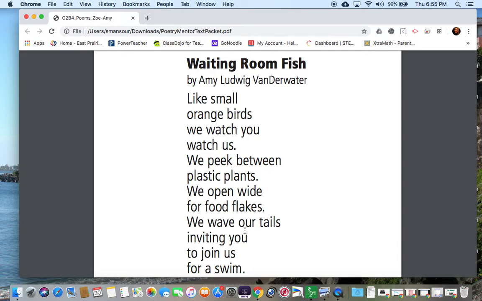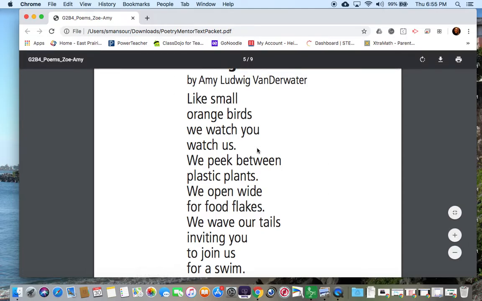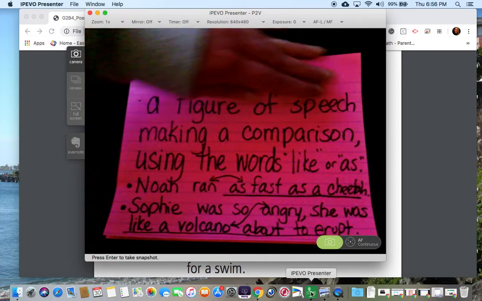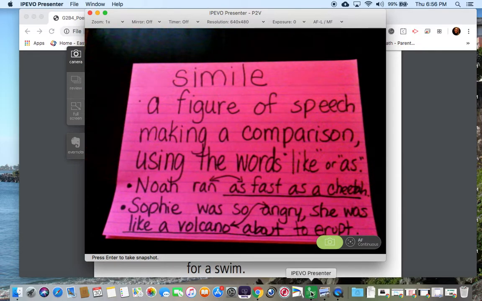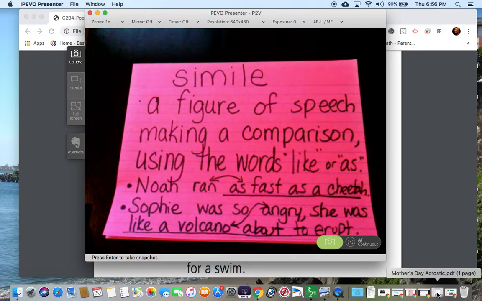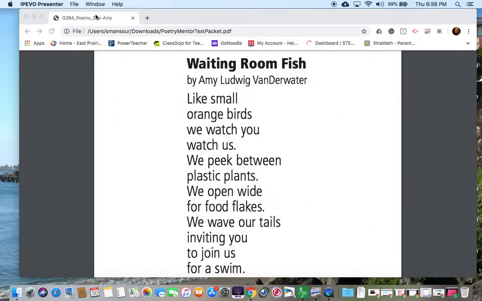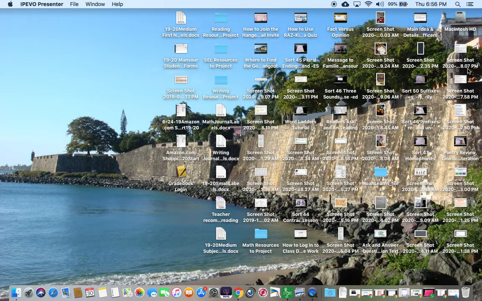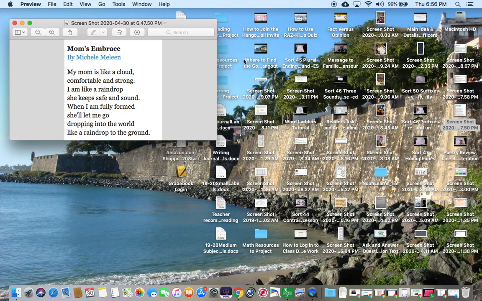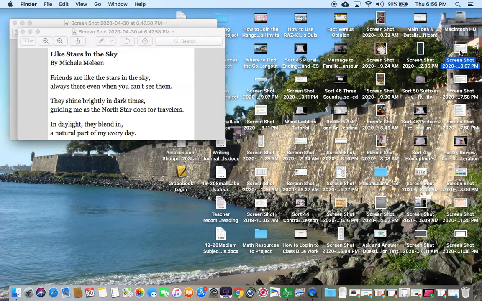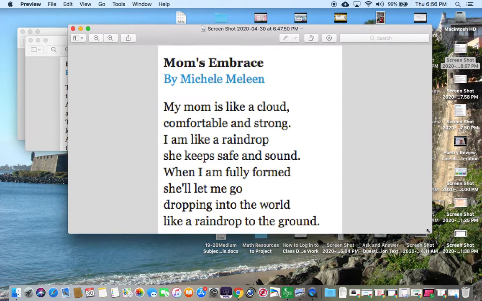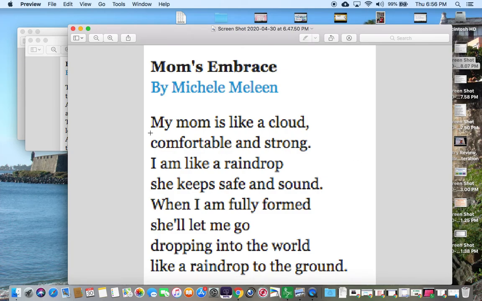So again, just a really creative way that the author uses language. Now we refer back to our example of a simile where the author uses the words like or as. Let's take a look at a couple poems that we have here. One, two, three. Okay. So in this first one, Mom's Embrace by Michelle Milleen. Look at the similes here, how they're using the word like, okay?